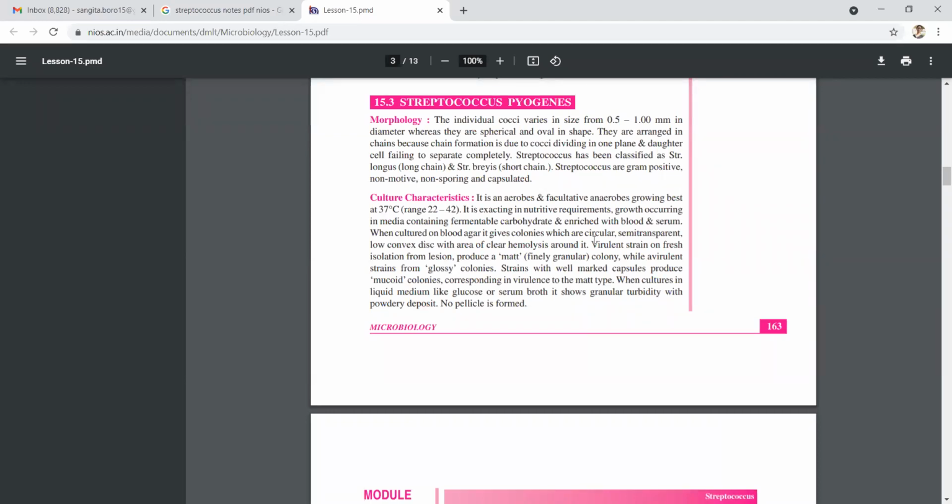Streptococcus has been classified as Streptococcus longus because of the long chain, and some are known as Streptococcus brevis because of the short chain. Streptococci are gram-positive, non-motile, non-sporing, and capsulated.